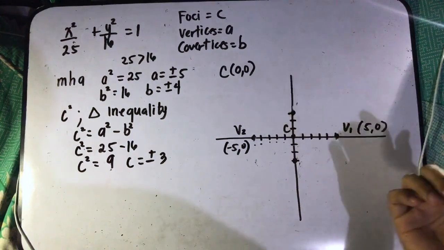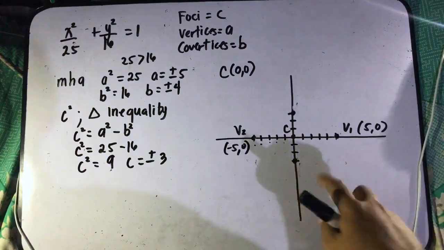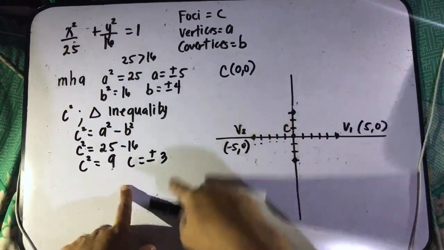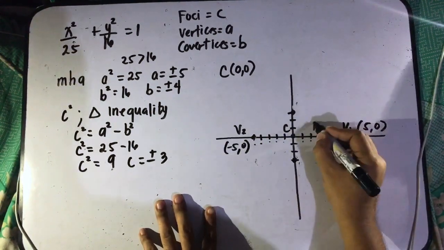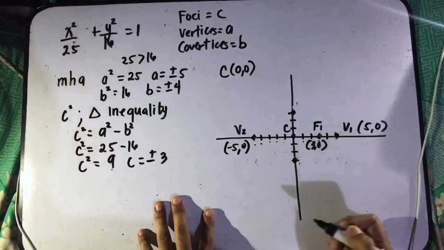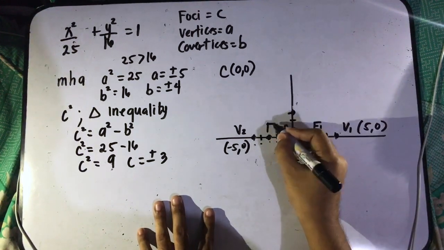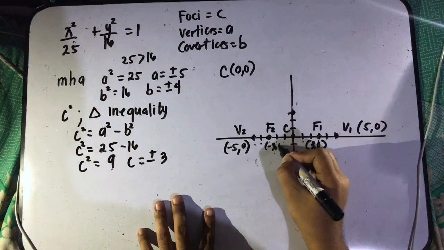Okay, so vertices and foci are collinear. So collinear yung vertices at yung foci natin. Therefore, the foci should be located at where? At the horizontal. So that is 1, 2, 3. So this is F1 located at 3, 0. And F2, 1, 2, 3. So this is F2 located at negative 3 and 0.